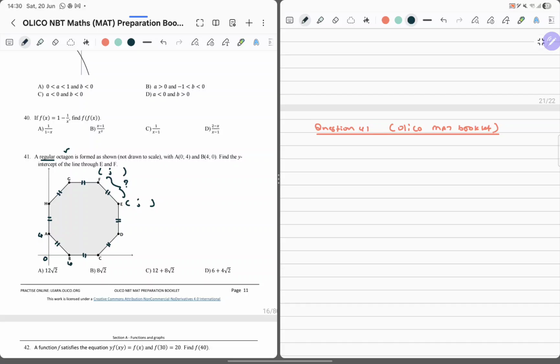So let's try to use this. We know that AB is going to be the square root, using the distance formula, of X at B, that's 4 minus 0, squared, plus Y at B, which is 0, minus Y at A, that's 4, all squared. So AB is going to be 16 plus 16, which is 32. So this is square root 32.